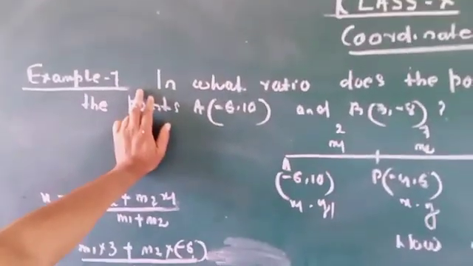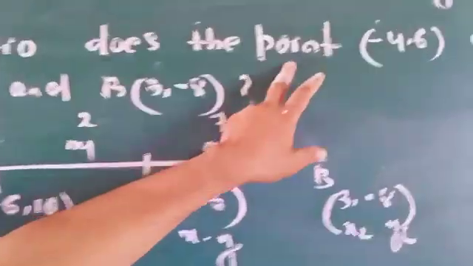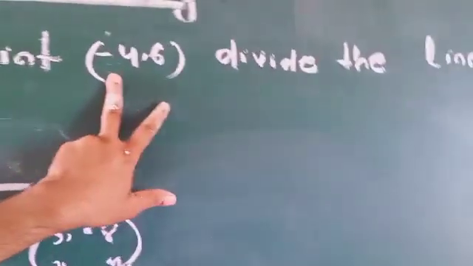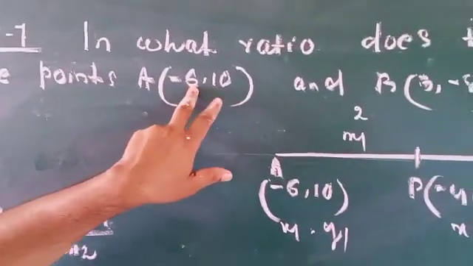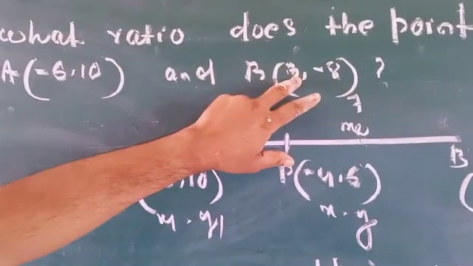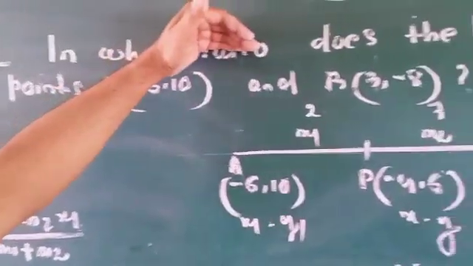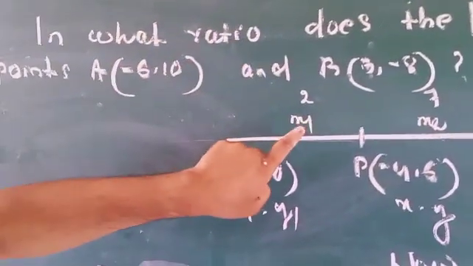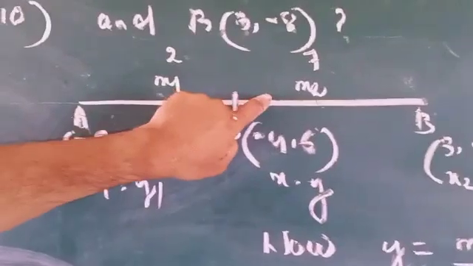Example 7: In what ratio does the point (-4, 6) divide the line segment joining the points A(-6, 10) and B(3, -8)? Okay, what is the question given? You have to find the ratio, meaning m1 is to m2, how much?